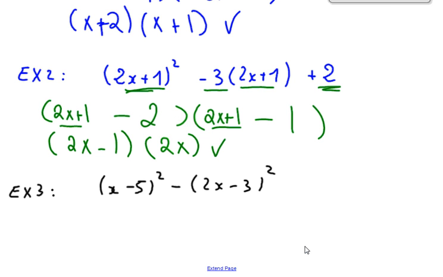x minus 5 squared, and we have minus 2x minus 3 squared. So because of this minus, we have a difference, right? This minus is a difference, or in other words, subtraction. And do you see how we have two squares here? So we have a difference of squares.